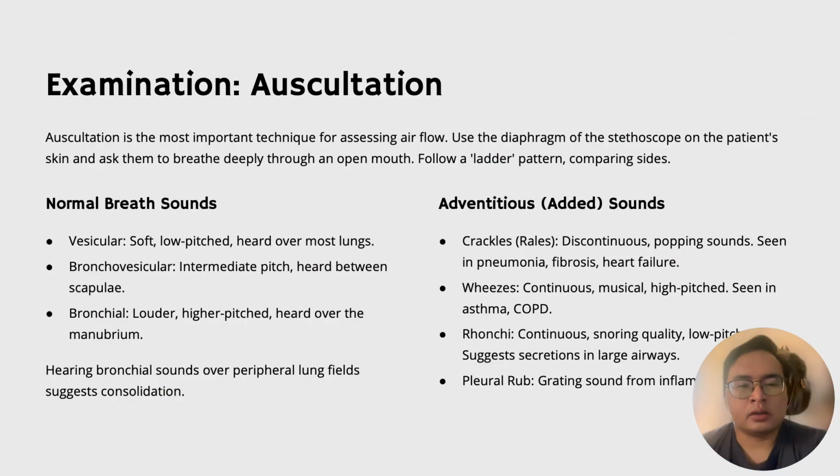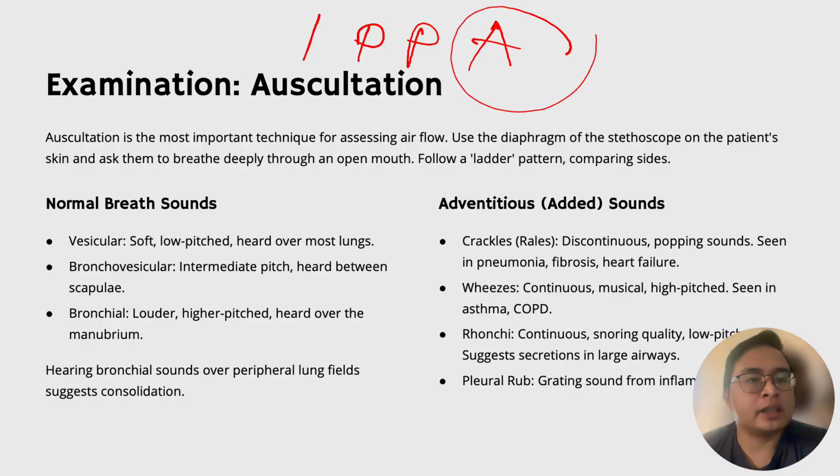Okay, so after inspection, palpation, and percussion, we move on now to the most important part, probably, which is auscultation. It's the most important technique for assessing airflow. For this, you use the diaphragm of the stethoscope, which is the larger part, not the bell.